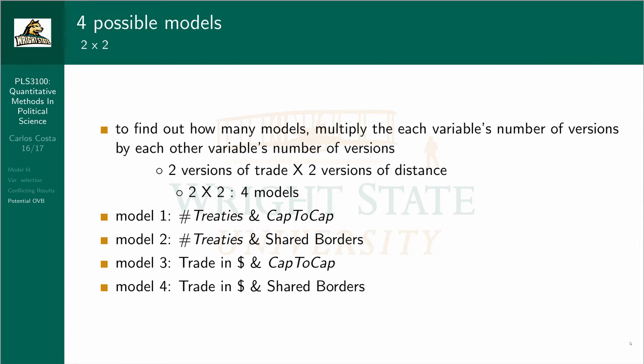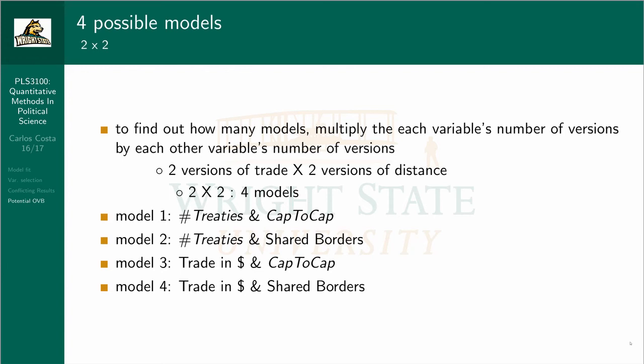If the first variable had 3 versions and the second variable had 2 versions, you'd get 3 times 2, which is 6 models. If the first and the second variables each had 3 versions, you'd get 3 times 3, which equals 9 models. Don't worry about that though. I wouldn't ever ask you to compute 9 separate models. That would just be too mean. Anyways, here in this case, we're going to end up with 4 possible models.